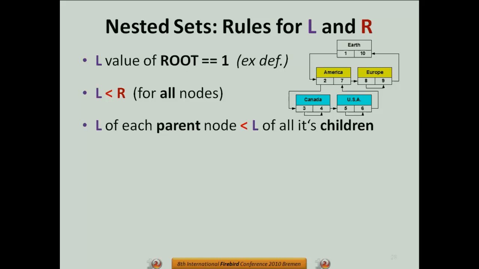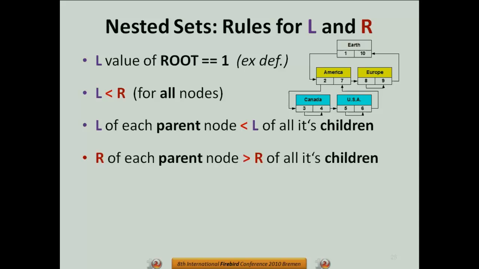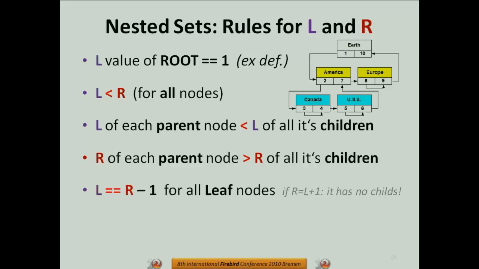Also, the L value of each parent node is smaller than the left value of all its children, because you hit the parent node first, so all the childs have bigger left numbers. Other way around, the R value of each parent node is bigger than the R value of its children, because you traverse the children first and then go back up to the parent. So the parent on the way back will always have a bigger right value.